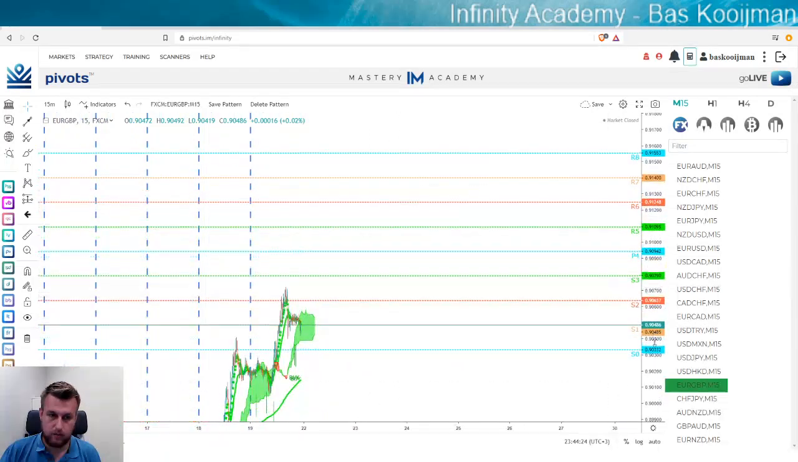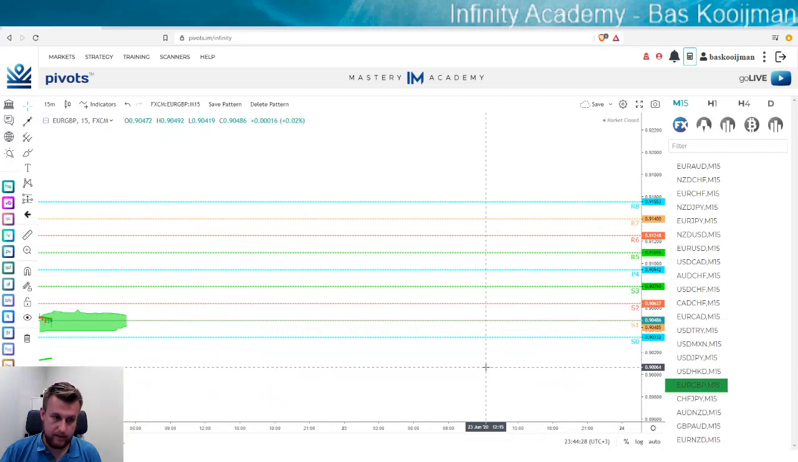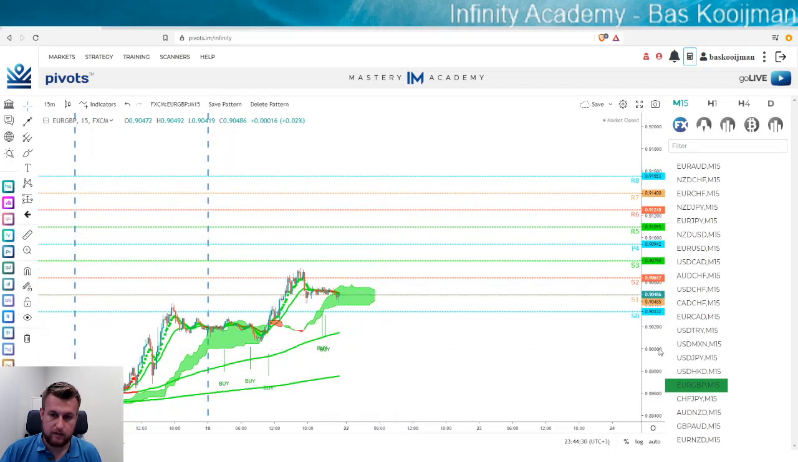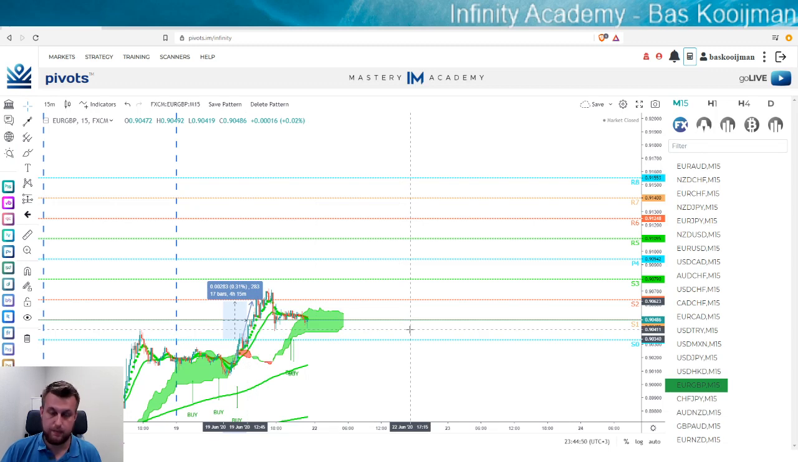Now looking at what I can do right now on this pair, it's currently in the cloud. So I wouldn't like to buy it as a market execution. Sometimes when the price is above the cloud, let's say you are here, you see the pullback and you want to jump in straight away, then that would be my first entry from S0 to S2. I'm always measuring the distance of my trade, and this is 28 pips.